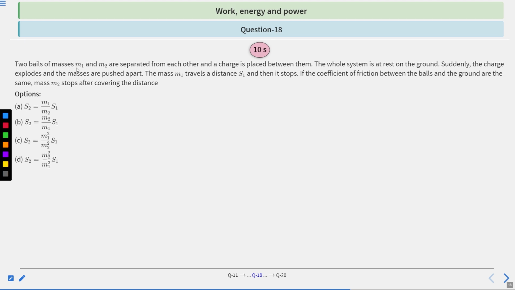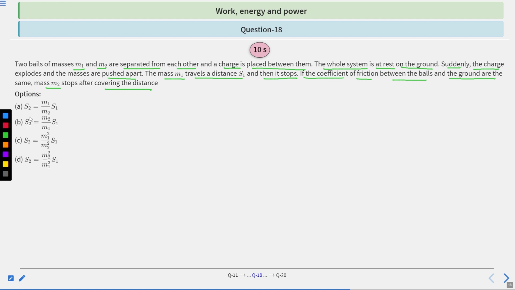Two balls of masses M1 and M2 are separated from each other and a charge is placed between them. The whole system is at rest on the ground. Suddenly, the charge explodes and the masses are pushed apart. The mass M1 travels a distance S1 and then it stops. If the coefficient of friction between the balls and the ground is the same, mass M2 stops after covering the distance. So which option is correct?